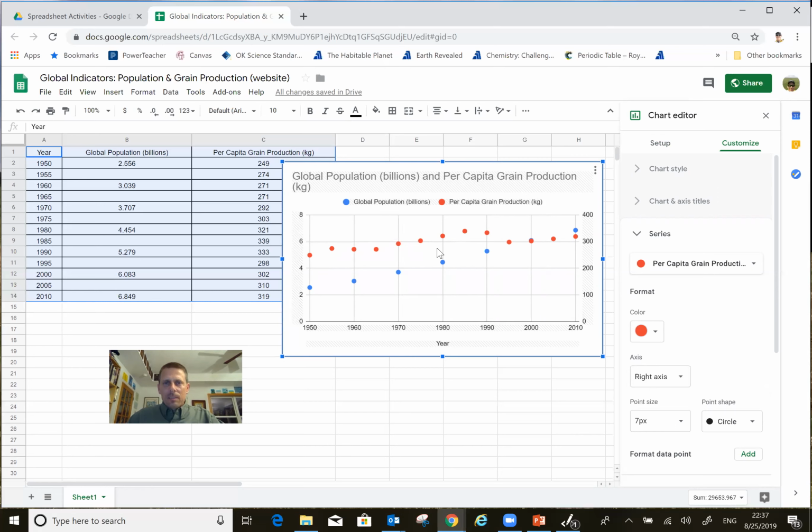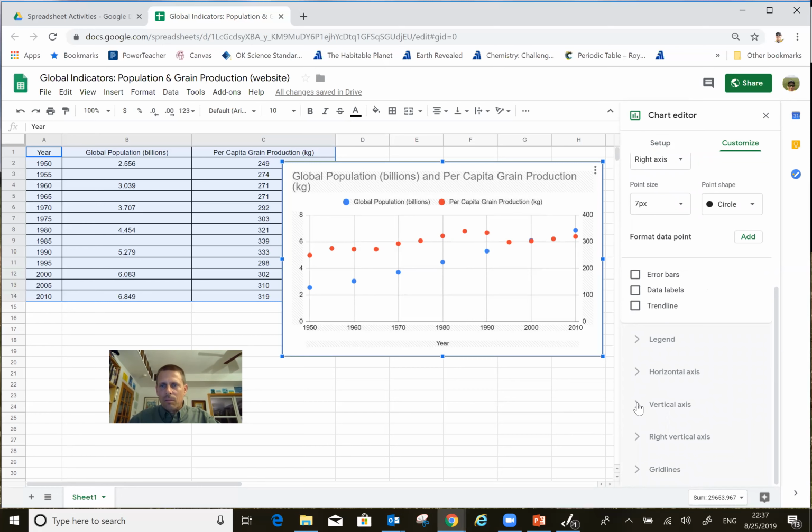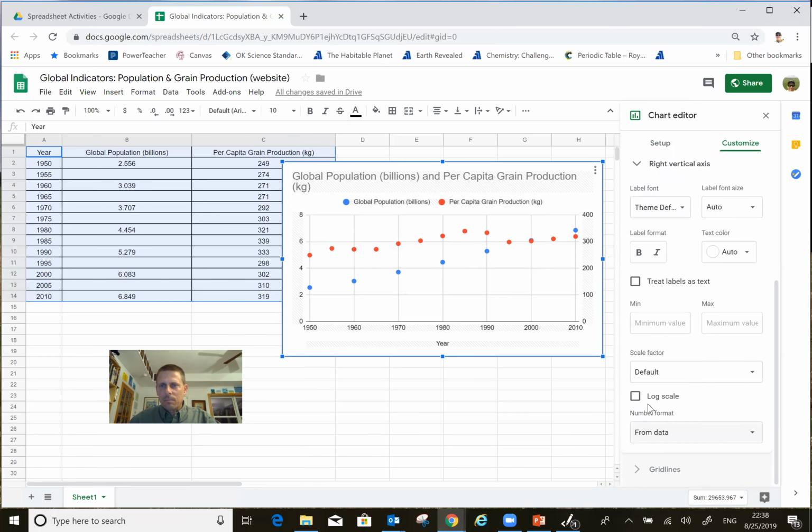Now, for this graph, we need to be sure that we have our axes labeled appropriately and that we also show our trend lines. So the first thing I'd like to do is change the range of values for the grain production on the axis on the right. So let's go to vertical axis. Oh, the right vertical axis. So we have two selections. Let's go to the right vertical axis.